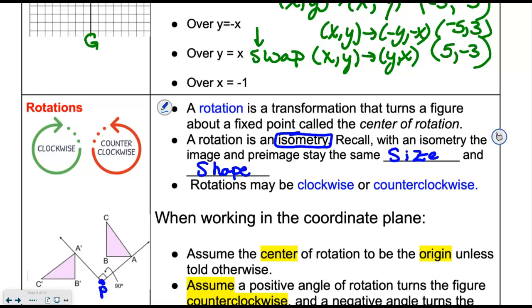Rotations can be done with the clock. If you were to look up at the hands on a clock moving, we call this direction, when we're pulling it that way, clockwise. Against the clock would be going this way, and you'll be told, and if not, I'll tell you what to assume.